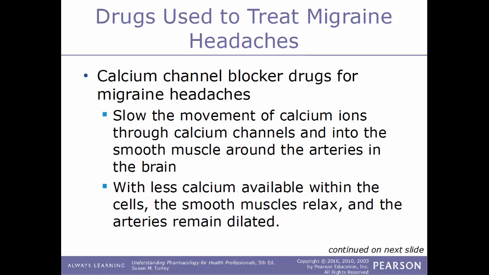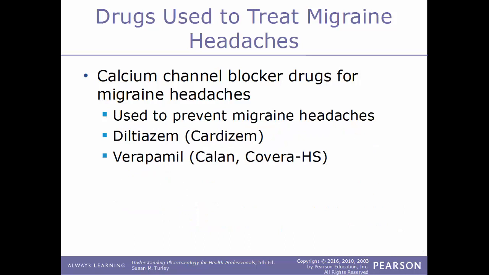Another class of drugs that's used to treat migraines are the calcium channel blockers. These act by slowing the movement of calcium ions through calcium channels and into the smooth muscle that is around the arteries in the brain. So with less calcium available within the cells, these smooth muscles will relax, and therefore the arteries will remain dilated. So these are used to prevent migraine headaches. Some examples of this kind of drug: diltiazem, also known by the name Cardizem; and verapamil, also known by its trade names Calan or Covera-HS.